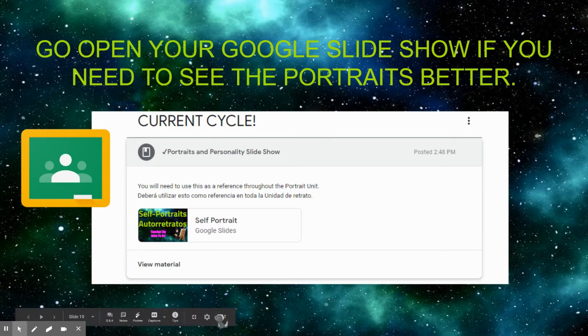So right now I want you to pause and go open your Google slideshow so that you can see these portraits better. You can just have it on a split screen, or you can have it on a separate tab, but you're going to need to go to Google Classroom under current cycle, and you're going to need to open the slideshow so that you can look at the artists. Go do that now.